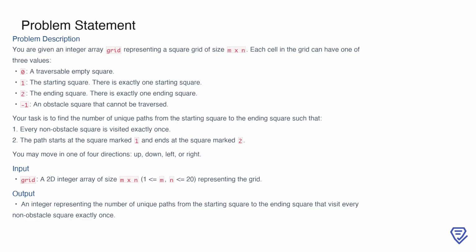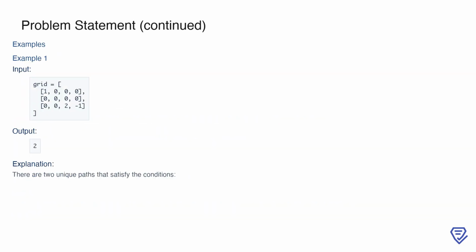The input to the problem is the grid itself, which has dimensions m by n, where both m and n range from 1 to 20. The output is an integer representing the total number of such unique paths that satisfy the given conditions. To better understand the problem, let's look at an example.